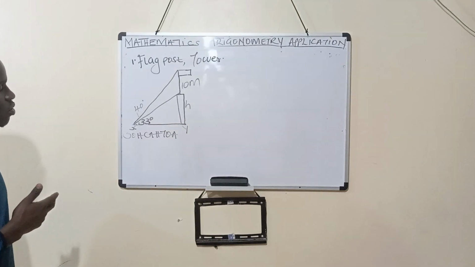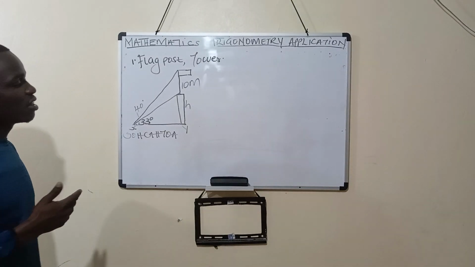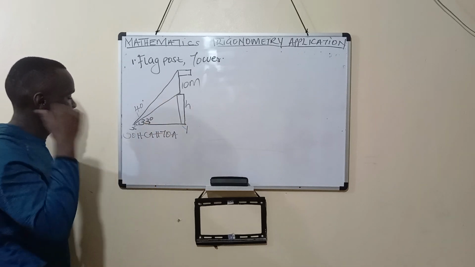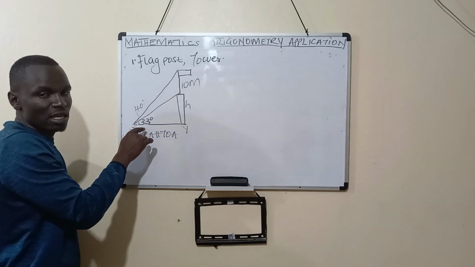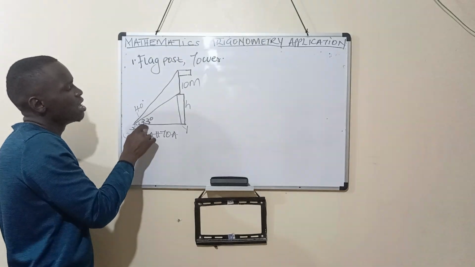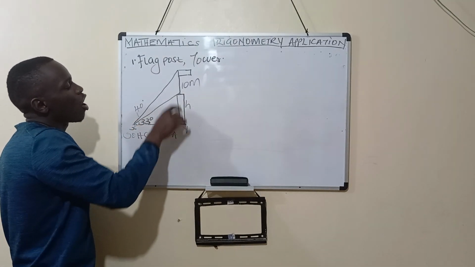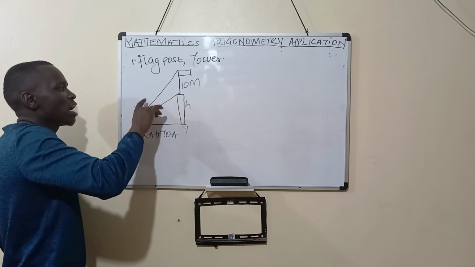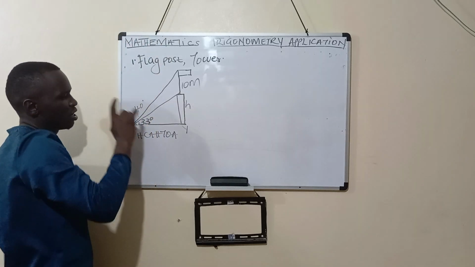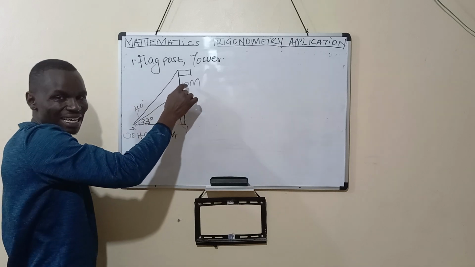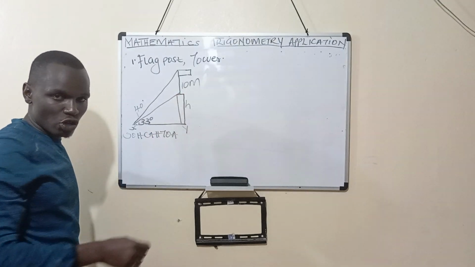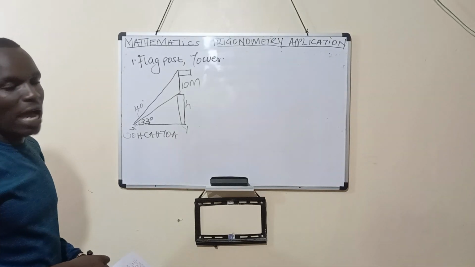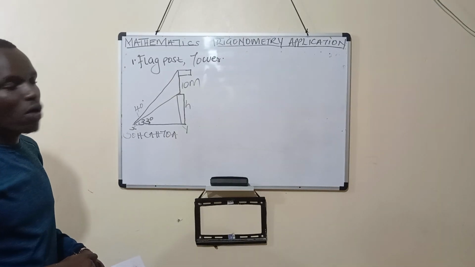Now, what is our point of interest? Our point of interest in this question is the height. So if we use 33 degrees, remember, we will be using the opposite as the height here. But if we use 40 degrees, the angle of elevation to the top, it means that we are going to be using 10 and h as the whole height from the bottom of the tower to the top of the flag post.